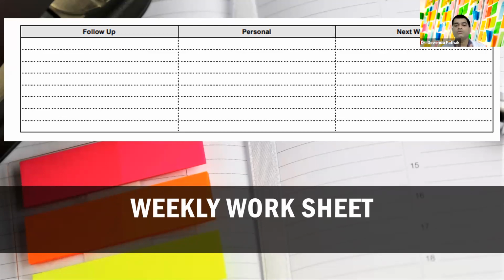You see whether last week, whatever you committed to yourself, did you do that, or did you leave it, and accordingly you organize. It means you have wasted some time, or you planned more than expected, and accordingly you go for the next week.